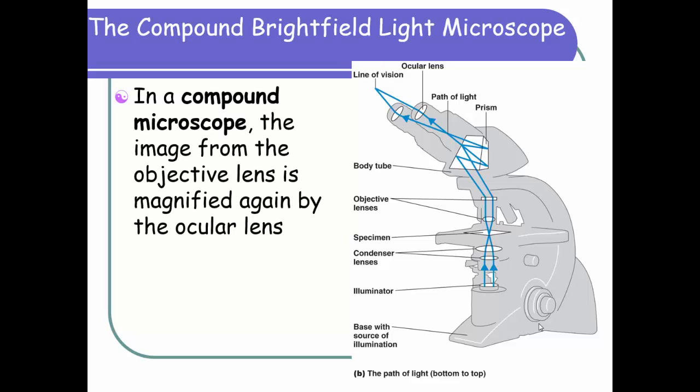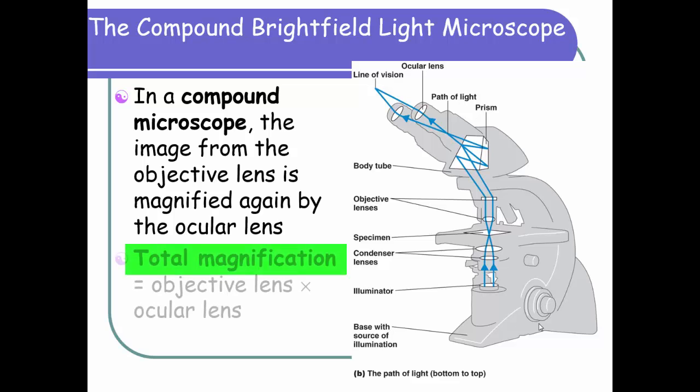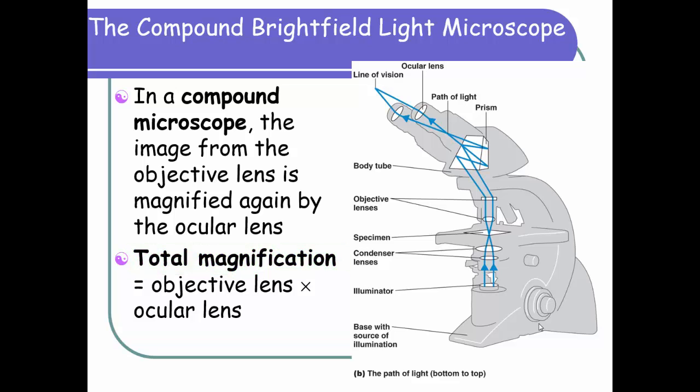In a bright field light microscope, the image from the objective lens is magnified again by the ocular lens. Therefore, to get total magnification, you must multiply the objective lens magnification times the ocular lens. On our microscopes, the ocular lenses are always 10x. Our objectives are 4x, 10x, 40x, and 100x. So we have the ability to magnify 40 times, 100 times, 400 times, and 1,000 times using oil.